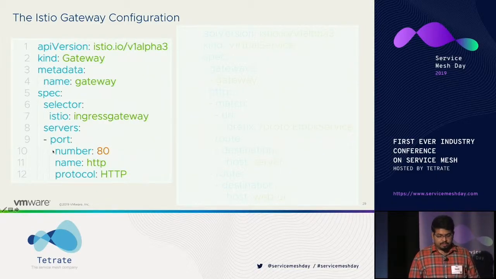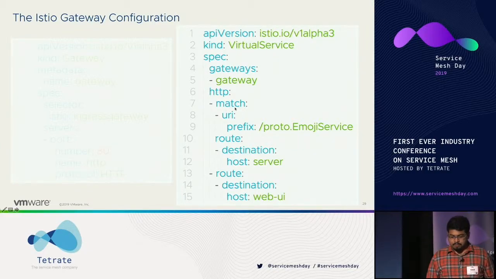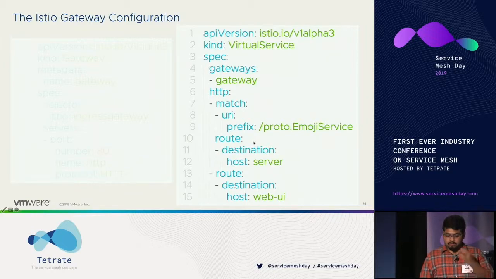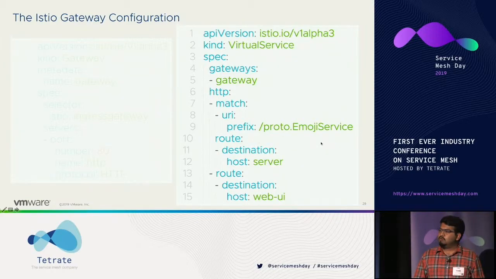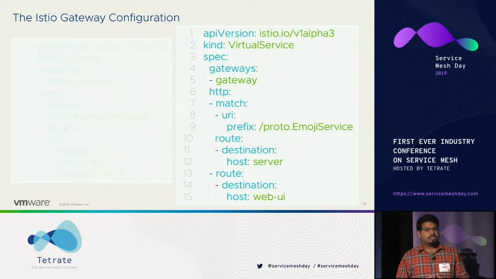And in this configuration, we are exposing port 80, setting the protocol as HTTP. And we can use this gateway now with the virtual service configuration, where we are doing this matching. So all the requests that enter with the URI prefix of proto.EmojiService will be sent to the server instance. And the catch-all route is the web UI. So all the incoming requests for the HTML, JavaScript, CSS will go to the web UI, and only the API-specific requests would be sent to the server.